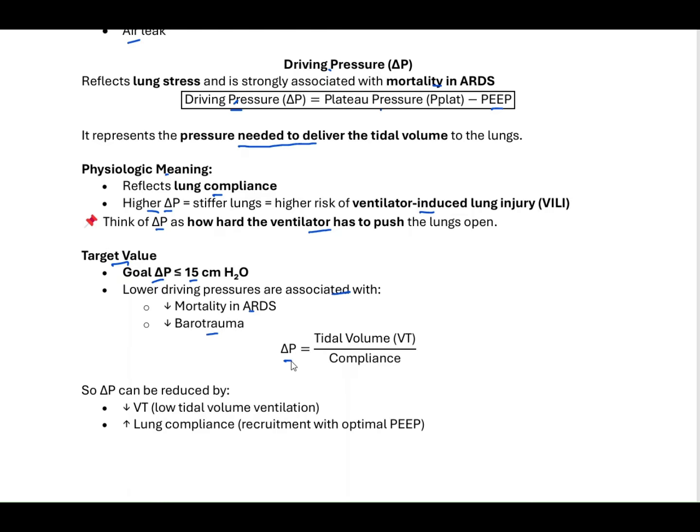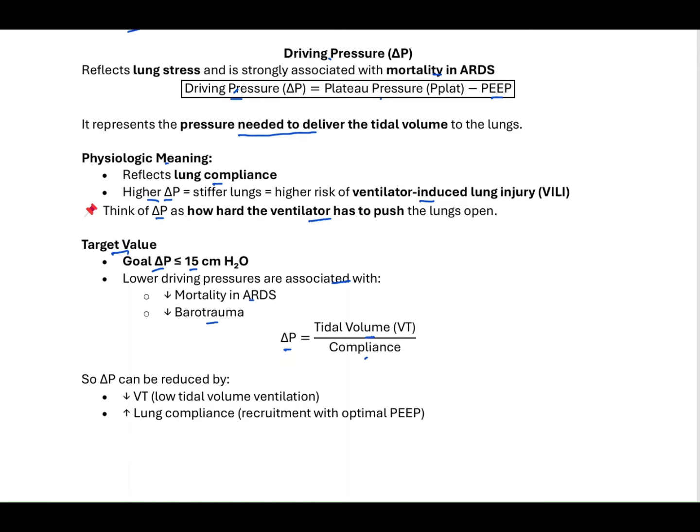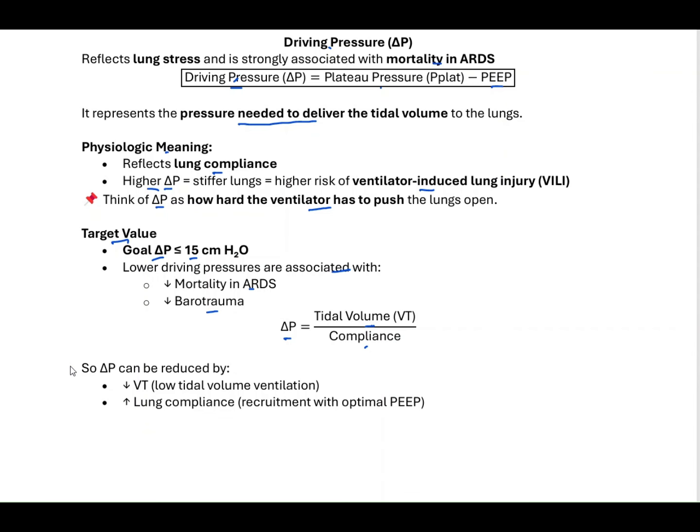And as we know, our driving pressure is the change in volume, which is the tidal volume, divided by what? Compliance. So if a patient's driving pressure is too high, what are the changes that you can make on the vent to try to decrease the driving pressure? You can decrease the tidal volume, right? Because if I go down on my tidal volume, that could help to decrease what? The driving pressure. So that's one way, right?